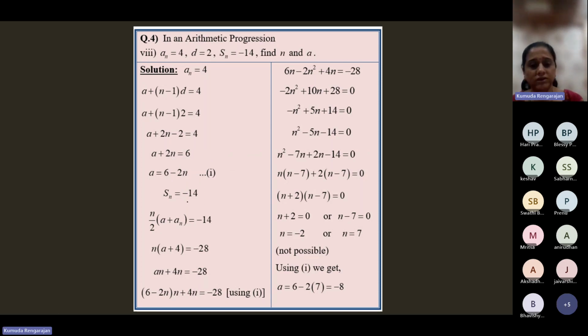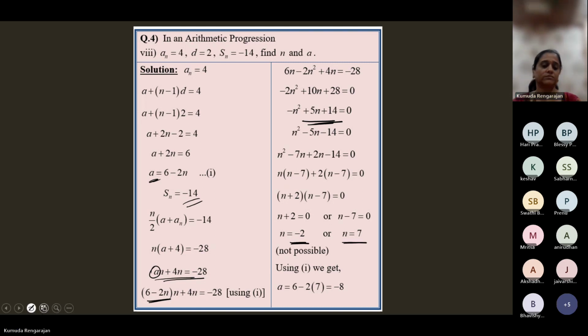Then when you work the next one, you get something like this. So you go back to the earlier working, and since you have to proceed using the substitution method, you write a is equal to 6 minus 2n. And you substitute this in the next equation. In place of a, you use 6 minus 2n. That gives you a quadratic equation in n. And solving that, you're able to find the two values for n.